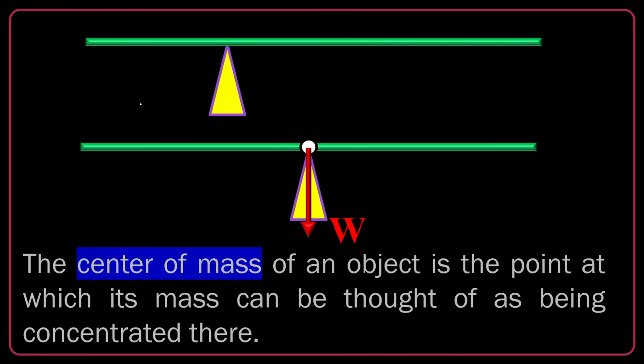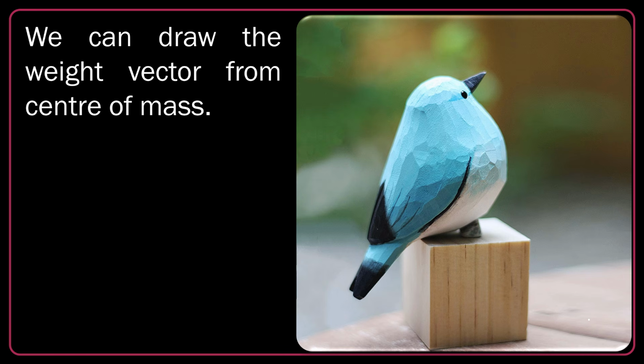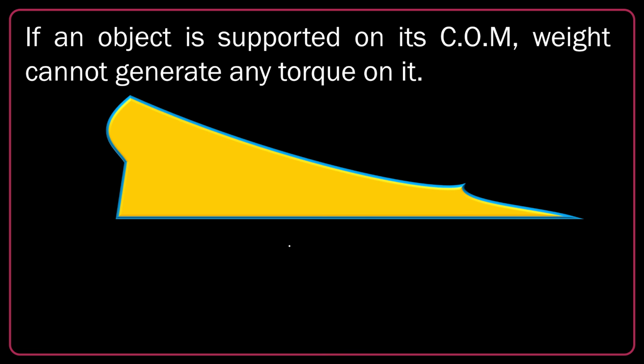How to define the center of mass? The center of mass of an object is the point at which its mass can be thought of as being concentrated there. The behavior of the object is like that. We can draw the weight vector from the center of mass always. If the center of mass is here, you can always draw the downward force of W exactly starting from that point. Yes, we can.